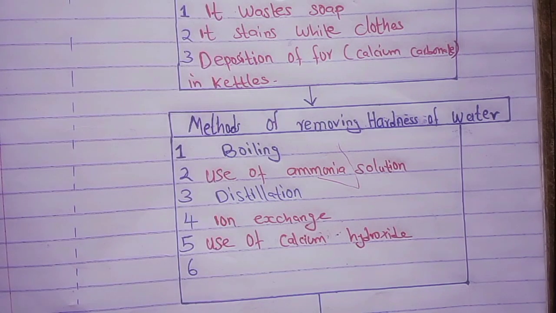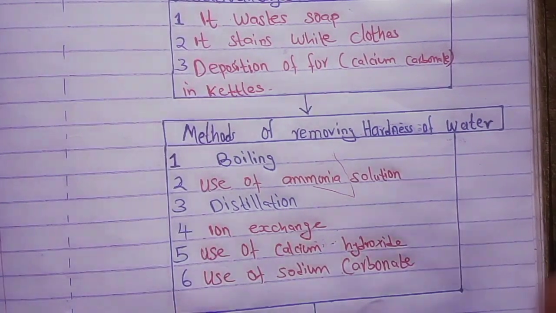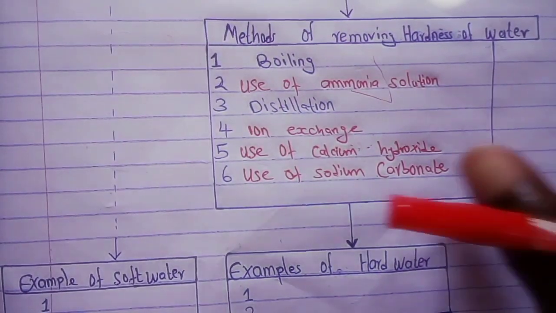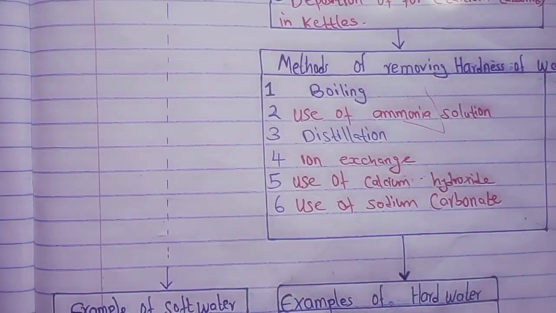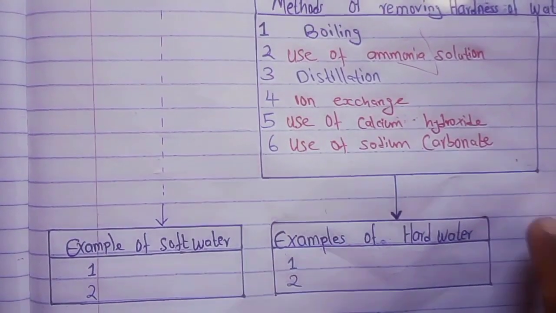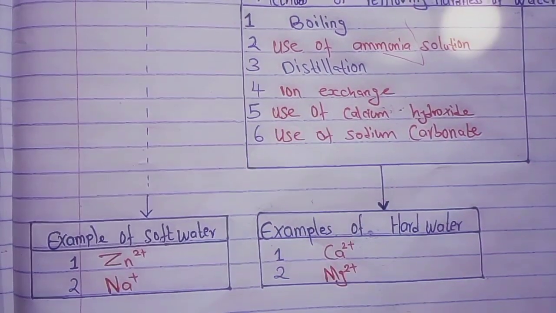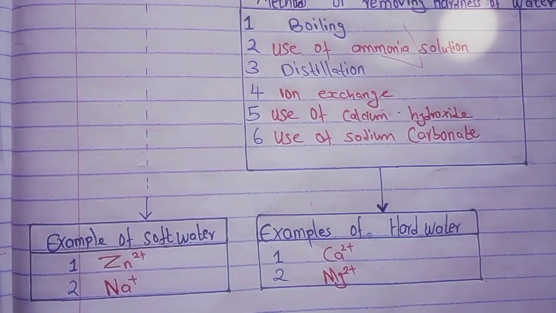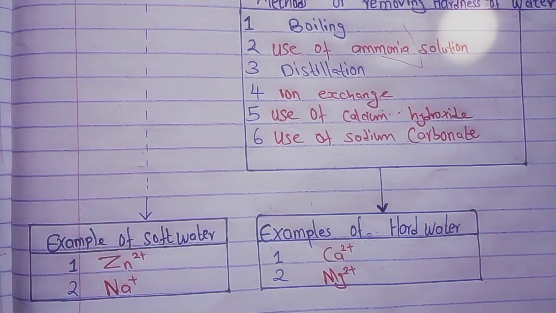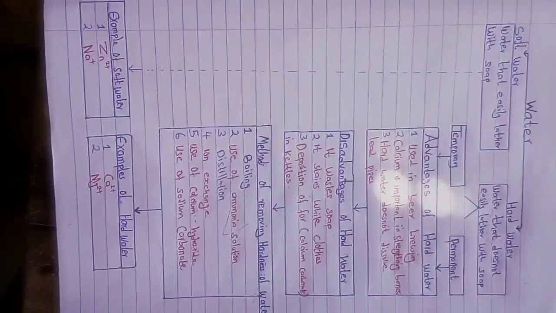And the last one, number 6, is use of sodium hydroxide. Sorry, we are saying the last one is use of sodium carbonate. Then after that, we go to examples of soft water and hard water. We have 2 examples of soft water and 2 examples of hard water. For soft water, we have zinc and sodium. For hard water, we have calcium and magnesium.